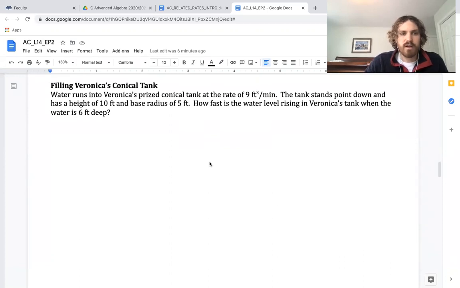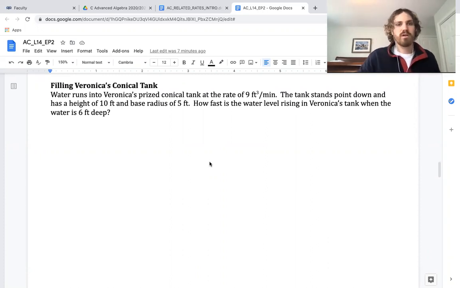Okay, how about filling Veronica's conical tank? So water runs into Veronica's prized conical tank at the rate of 9 cubic feet per minute. The tank stands point down and has a height of 10 feet and a base radius of 5. How fast is the water level rising in Veronica's tank when the water is 6 feet deep?